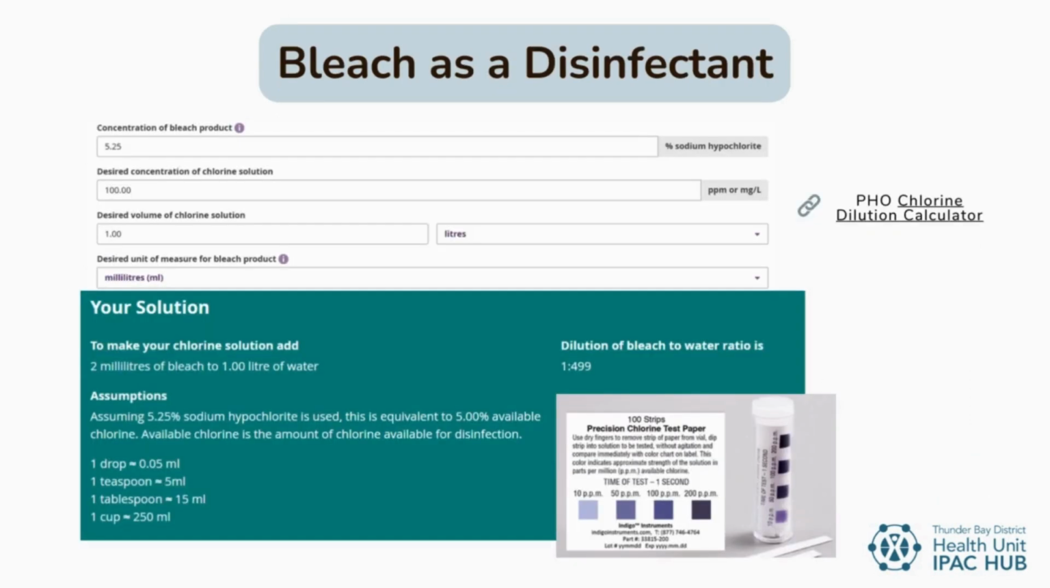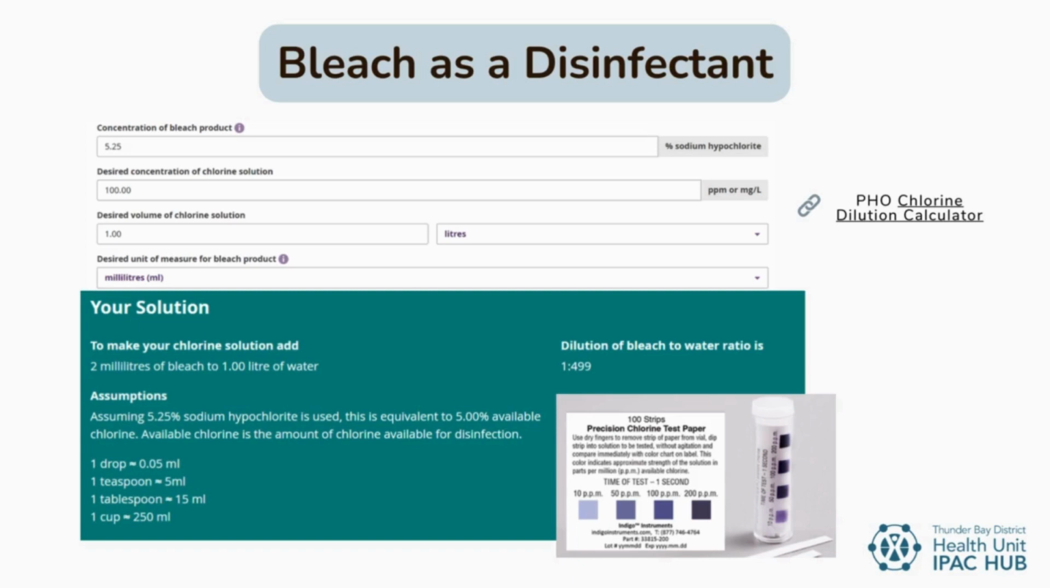Let's take a closer look at a dilution example. When working with bleach, there are available dilution pages out there to help you determine what you need. Thunder Bay District Health Unit has a calculator, Public Health Ontario, as well as many other websites. As stated previously, the typical disinfecting solution used is 100 ppm. So that is the example that has been placed in this calculator.